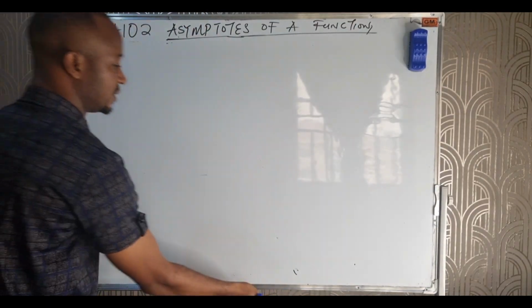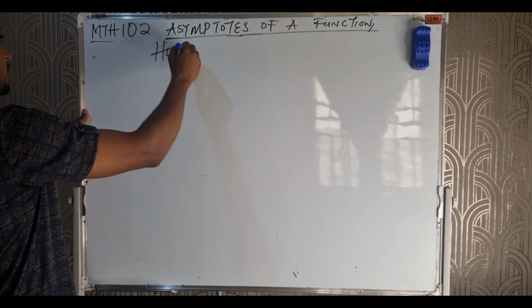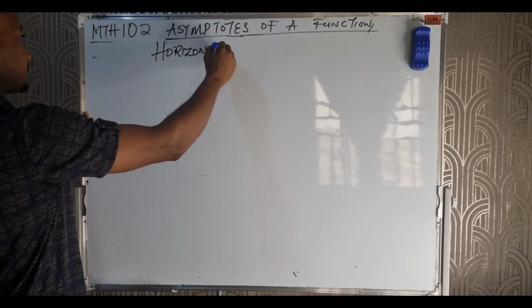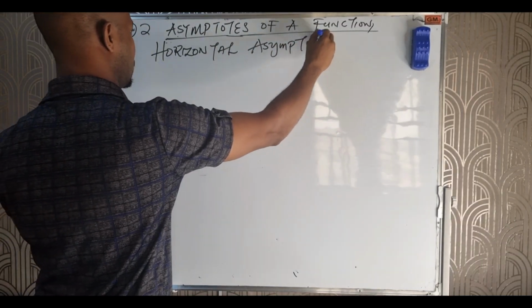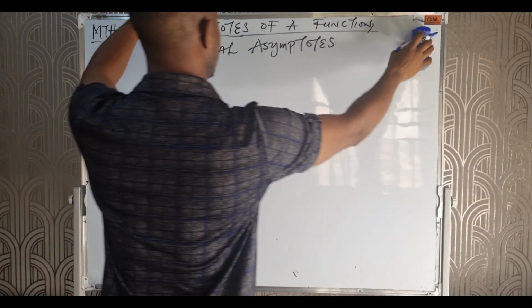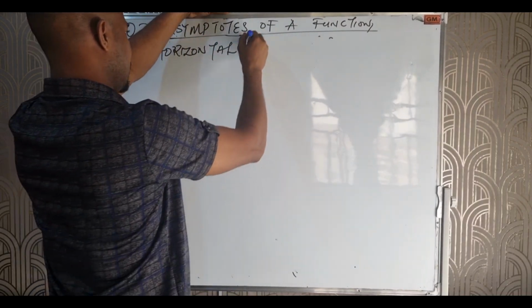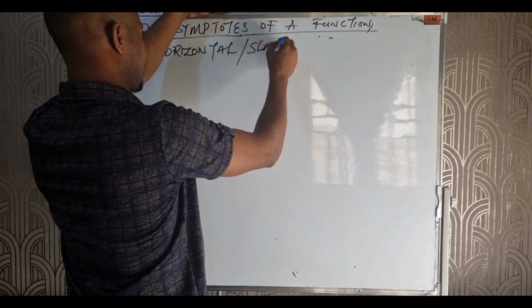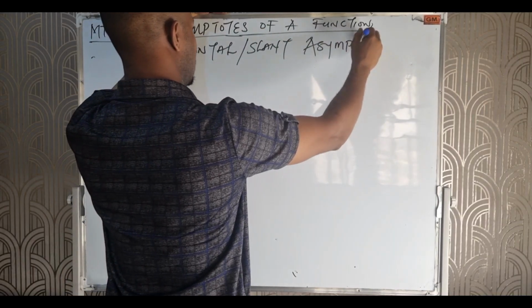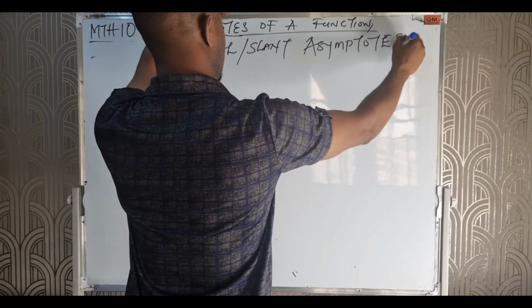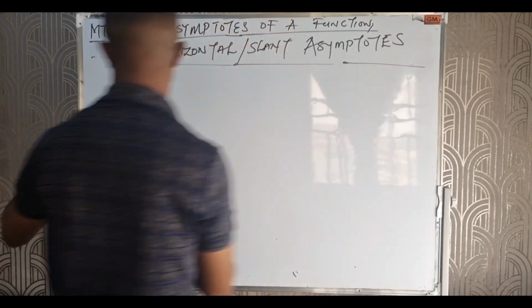All right, we shall be talking about horizontal and slant asymptotes at the same time. We'll talk about the horizontal and slant asymptotes.